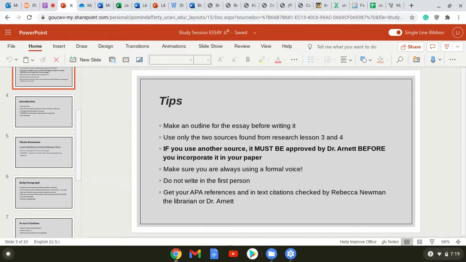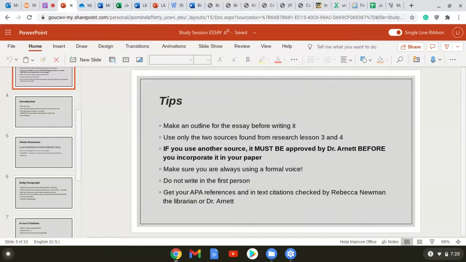Okay, so my tip, if possible, is to only use the 2 sources found in Research Lesson 3 and 4. Those are the only 2 sources you have to use. Personally, I wouldn't put more work on myself unless I needed an extra bit of information. If you do, that is completely, totally, and utterly okay.